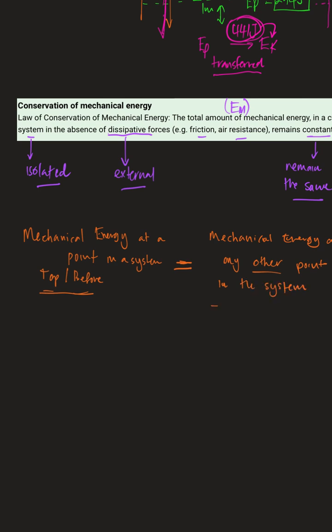That means it could be at the top, it could be at the bottom, it can be halfway, it can be afterwards, right? That's not too specific. So mechanical energy at one point must be equal to mechanical energy at another point. So what I can say is that my formula for conservation, the formula for this type of thing, is the mechanical energy 1 must be equal to mechanical energy 2.